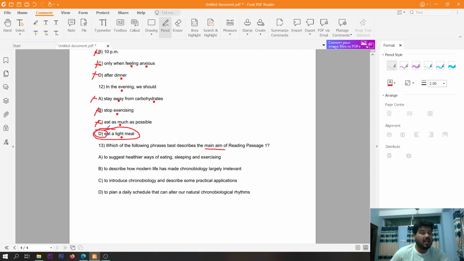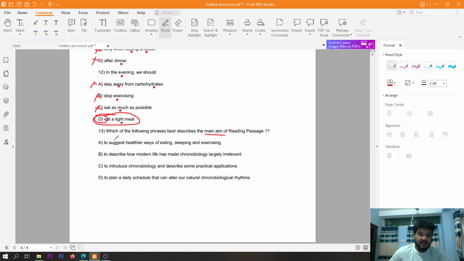A modest meal, a light meal. So the synonym right there. Which of the following, the final question here, which of the following phrases best describes the main aim of reading passage 1?